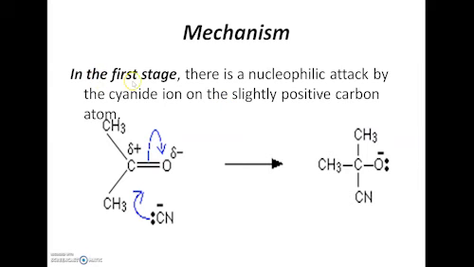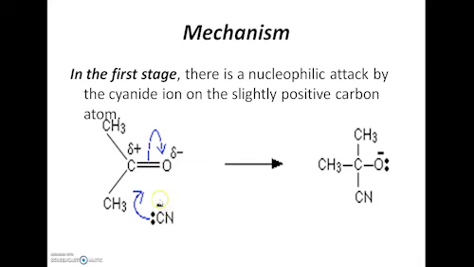In the first stage, there is a nucleophilic attack by the cyanide ions on the slightly positive carbon atom. This is propanone. This is the carbonyl carbon and this is the C=O bond. As you all know, oxygen is more electronegative than carbon because of the values 3.5 and 2.5. So oxygen will be partially negative and carbon will be partially positive. When carbon gets a positive charge, any nucleophile can attack here. And here our nucleophile is the cyanide ion, CN-.